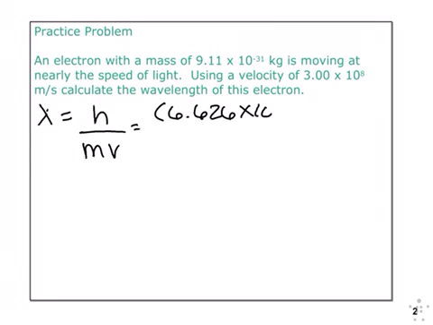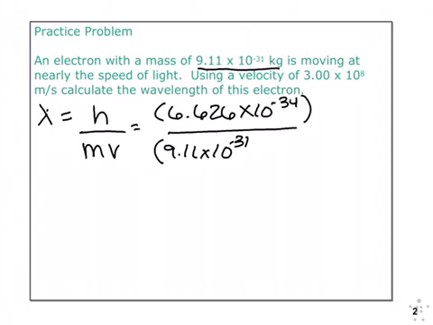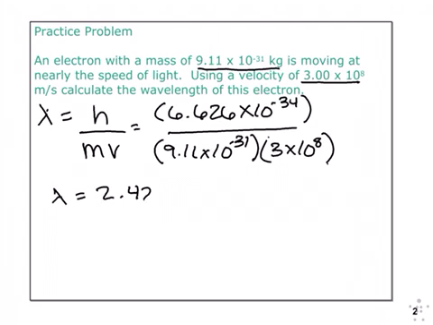So Planck's constant, 6.626 times 10 to the negative 34th, over your mass, which is given to you in the problem, 9.11 times 10 to the negative 31st, times the velocity, which is again given to you, 3 times 10 to the 8th. Then you calculate that out, and you will get the wavelength of 2.42 times 10 to the negative 12th meters.